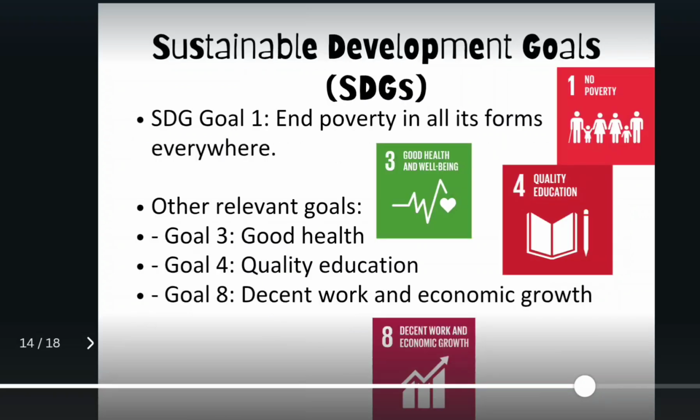What are the sustainable goals which are related to poverty? So as I mentioned earlier, SDG goal 1, which is end poverty in all its forms everywhere, and other relevant goals are SDG goal 3, which is good health and well-being. So as you read before, it's not just the income but good health and sanitation that are also important. Goal 4, which is quality education. Goal 8, which is decent work and economic growth.